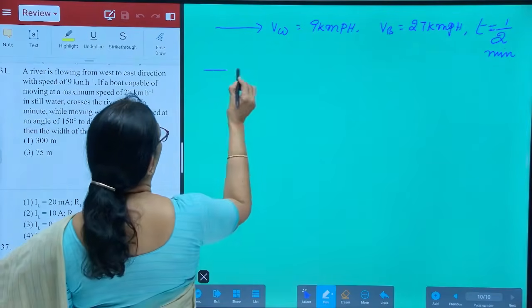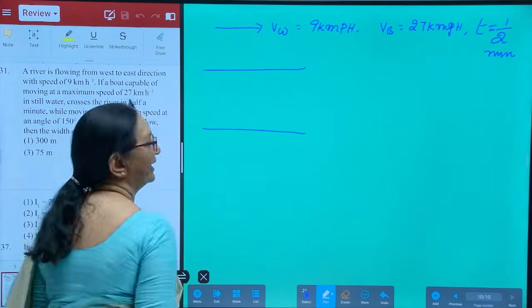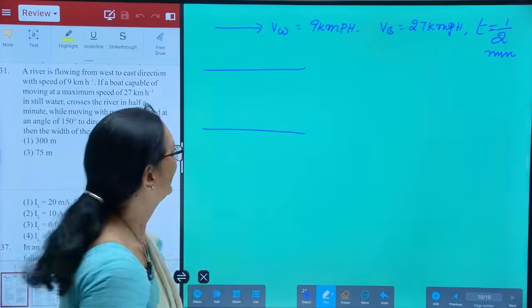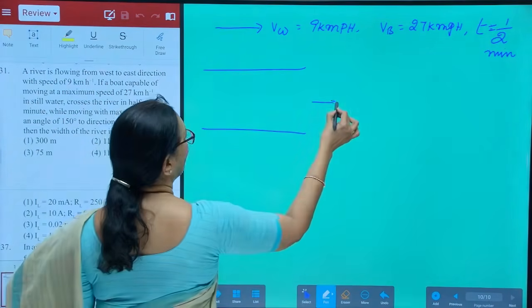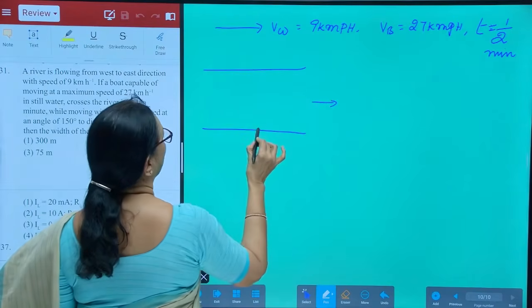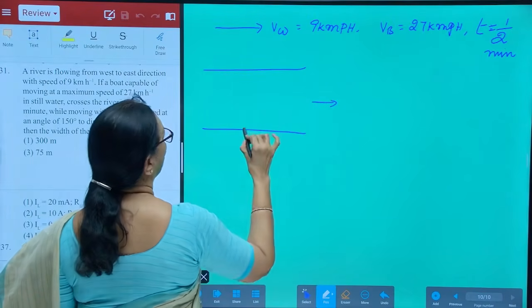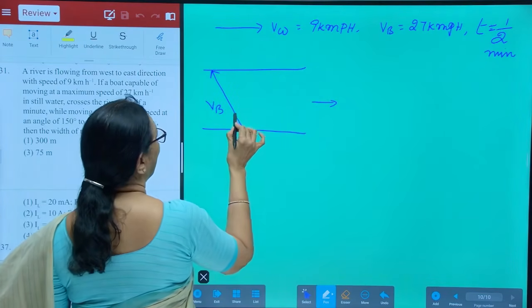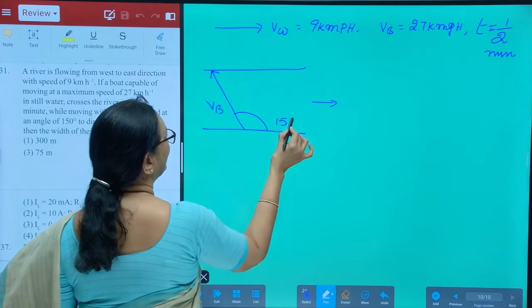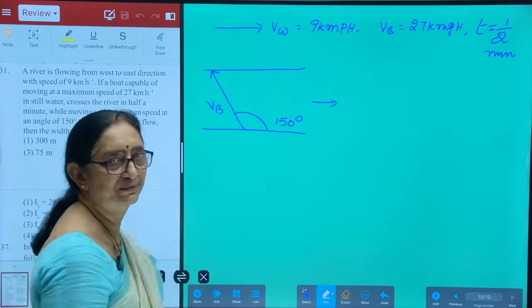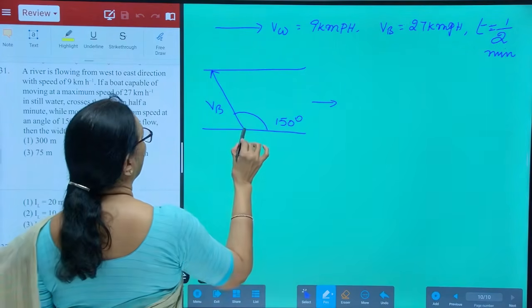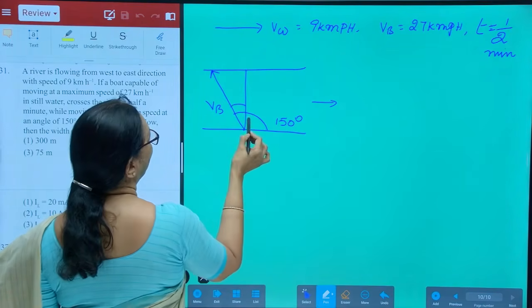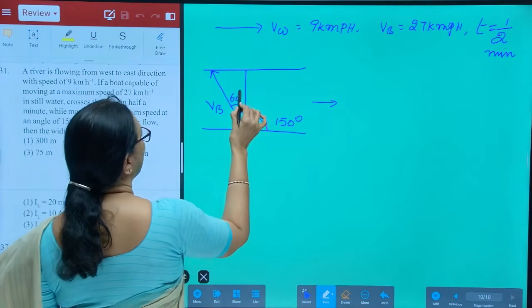Now, whatever is given, I am trying to draw it in the form of a diagram. See here, the river is flowing in this direction, west to east. So, this is the direction of water flow. The boat is rowed at an angle of 150 degrees with the flow of water, right? And here, this angle becomes 150 minus 90, 60 degrees.